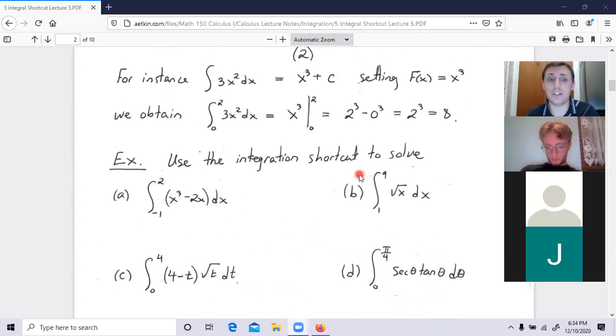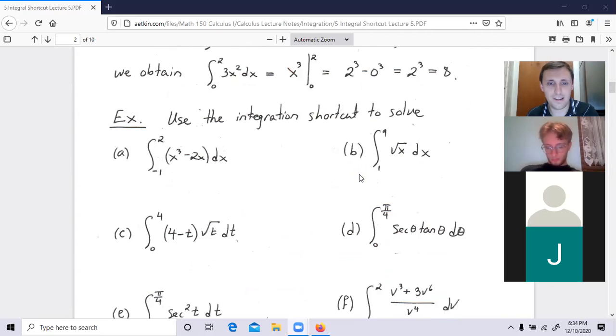Now the next question is, good. C, what is the answer to C? You have 1 minute.